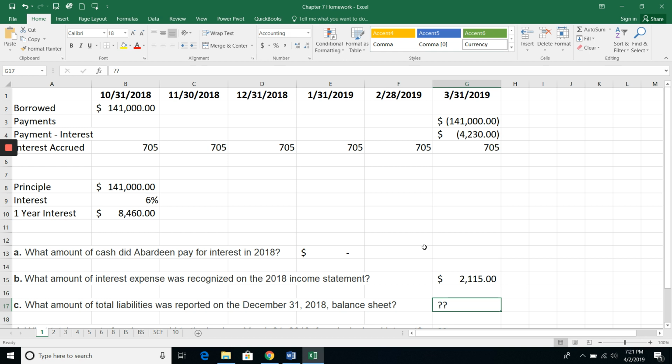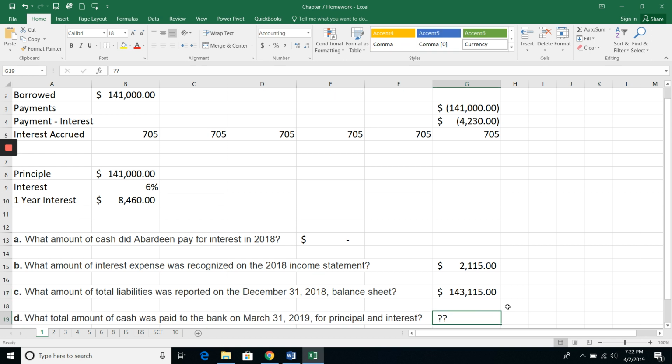What amount of total liabilities was reported on December 31, 2018? Well, for that, we would look at not only the note payable that we borrowed, the money that we borrowed from the bank, but also the interest payable, the interest that was due to the bank, even though we haven't yet paid them. So the liability for the note payable, as well as the liability for the interest that's been accrued. So at that point, we would have a total liability of $143,115.